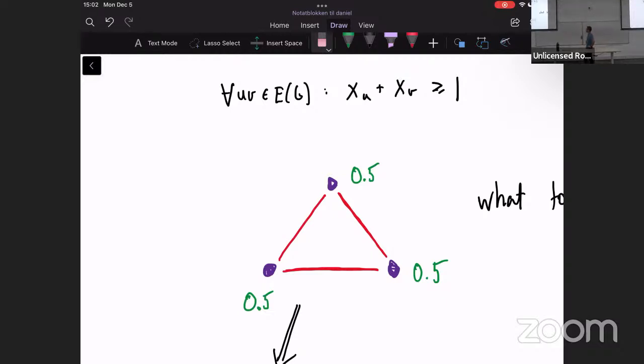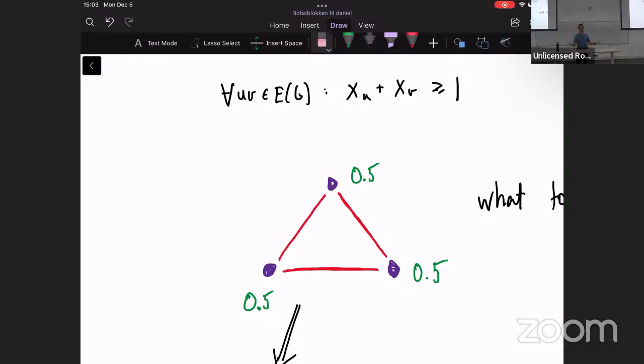Now you can check that every edge is covered because the two endpoints have value 0.5, and 0.5 plus 0.5 is 1, so every edge is happy. And you cannot do better. In particular, the sum of these two vertices because of this edge has to be at least 1. And the top vertex has to be at least 1 minus the minimum of those two, so it will always have to be at least 0.5. So the sum of all three always has to be at least 1.5. So this is the unique optimum solution to the triangle.